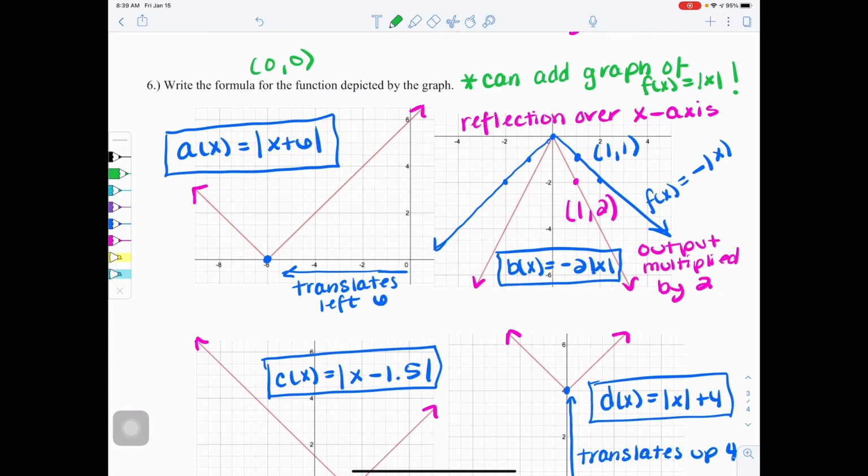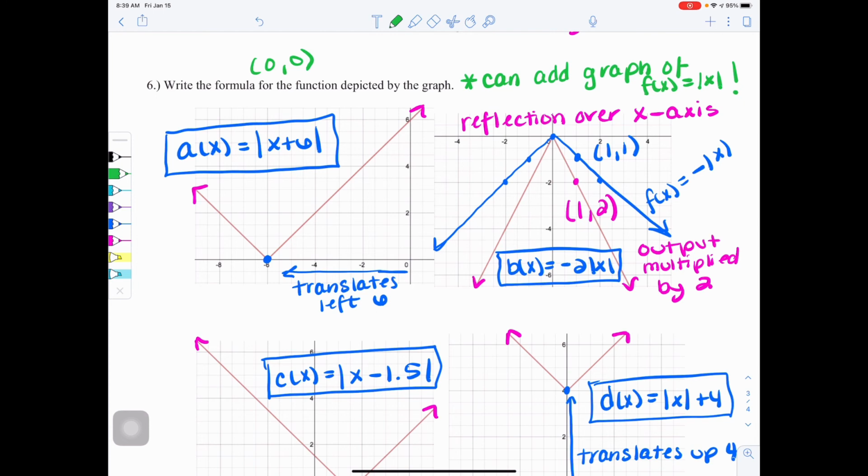So in the one in the top left, using 0, 0 as my original parent function guide, I saw that it translated left 6 units. So that means I need to add 6 on the inside to get a of x equals the absolute value of x plus 6.